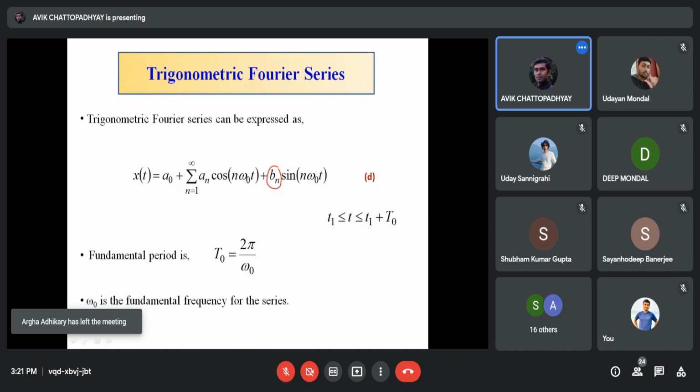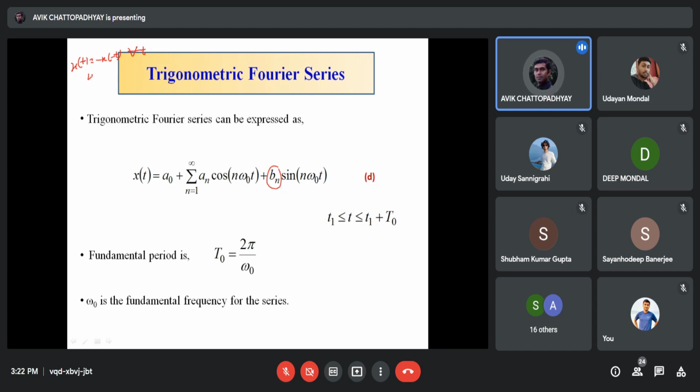Suppose x of t equals minus x of minus t. That means when you replace your t by minus t, the entire original function will be reversed. That is the meaning. And that is true for all values of t.